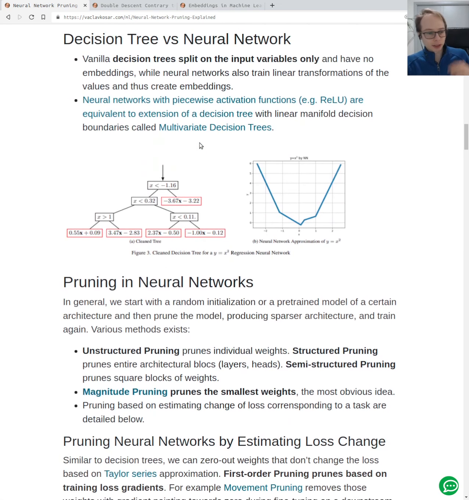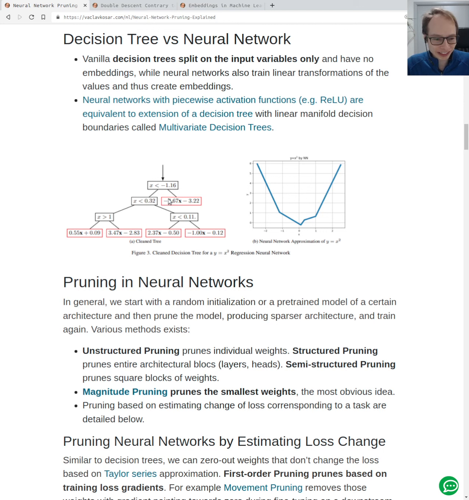Decision trees and neural networks are similar constructs, but they are not the same. As mentioned, the decision tree splits only on input variables and has no embeddings, while neural networks train linear transformations of the values and have embeddings. There is some equivalence in a special case: neural networks with piecewise activation functions like ReLU are equivalent to an extension of decision trees with linear manifold decision boundaries, called multivariate decision trees. Sometimes this extension is called something else.